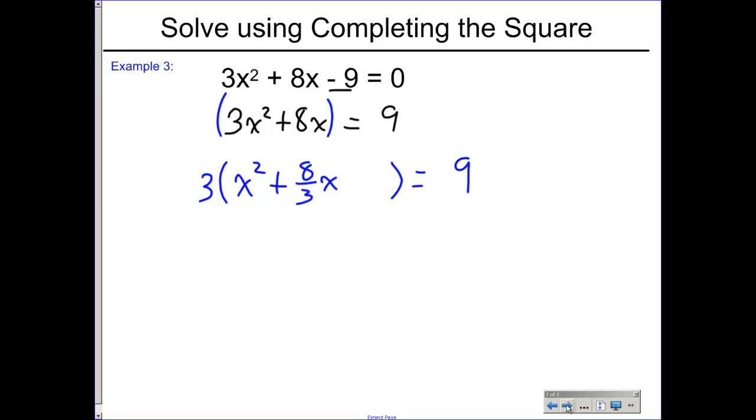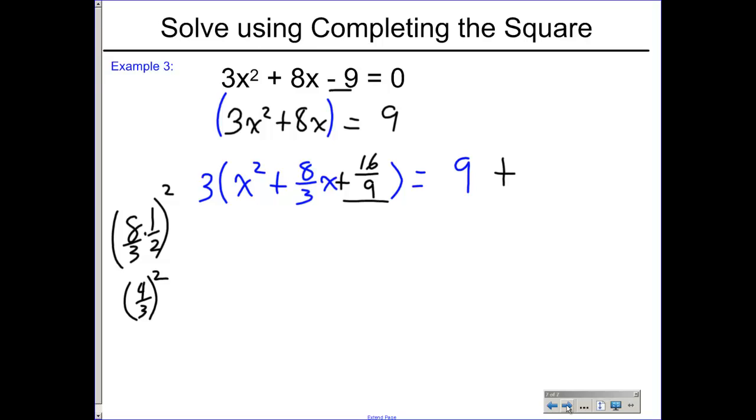Now I got to figure out what do I have to add here to turn that into a perfect square trinomial. Remember, we're going to take 8/3, take half of it, which is really timesing it by 1/2, and then squaring it. Well, 8/3 times a half is actually 4/3, and then I'm going to square it. So 4/3 squared will give us 16 over 9.